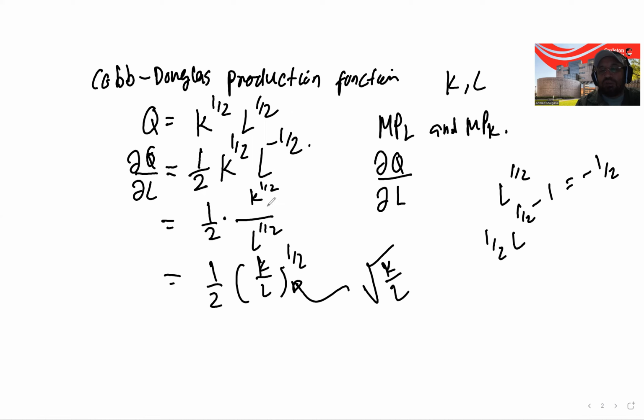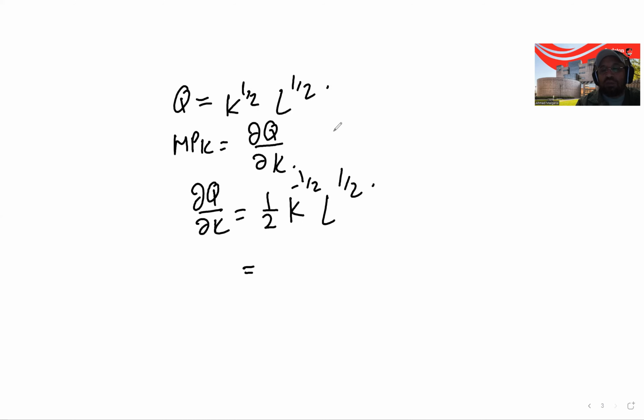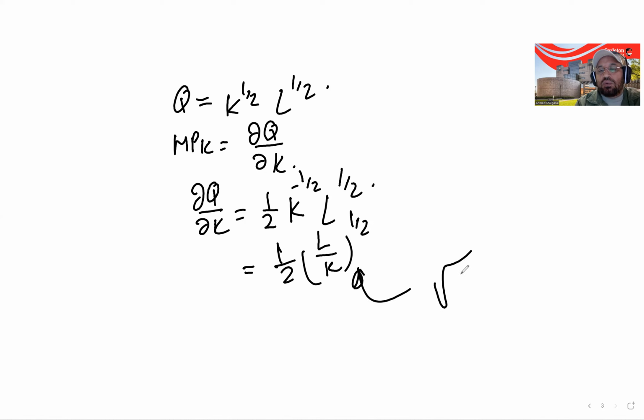You can do the same thing we did previously. You can write it like this, or you can leave it the way it is. It's totally up to you. But if you write it like this, it will make more sense. Now you know that K is raised to the power of minus 1/2. That means 1 over K to the power of 1/2. Therefore, that will be L over K to the power of 1/2. And this is the same as the square root of L over K.